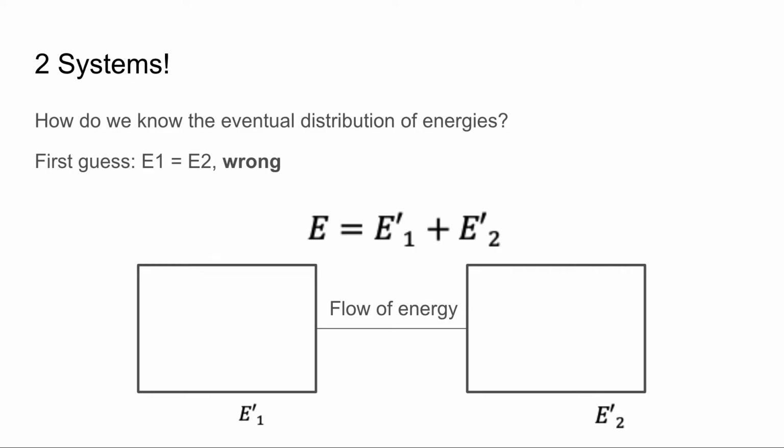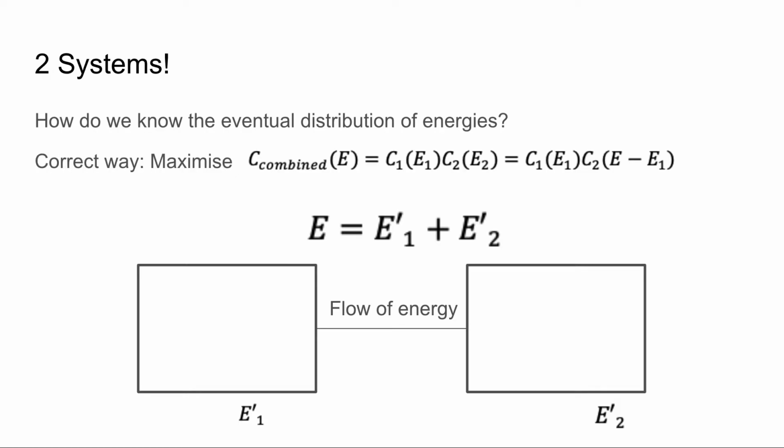First guess is maybe in the end both energies of the boxes are the same, but that is wrong because thermal energy does not correspond to temperature. We'll see why this is wrong later when we present a more correct answer. So the correct way is to maximize.